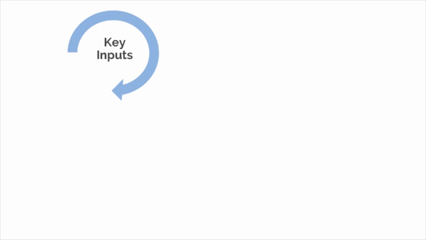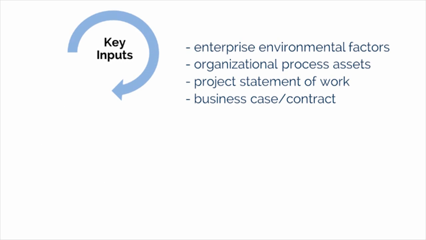Here are the inputs. Let's talk about enterprise environmental factors, also referred to as EEFs, which include the environment of the project. For example, the organizational culture and systems, government regulations, or project management information systems. Another input is organizational process assets, or OPAs, which are all the lessons learned documents, methodologies, templates, procedures, and so on. Both of these are needed and can drive the development of the project charter.